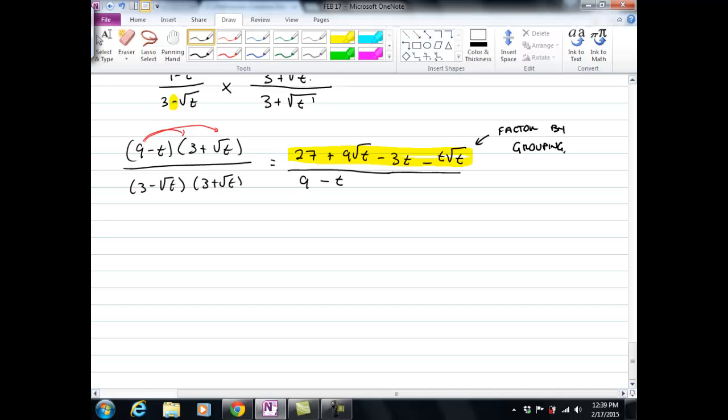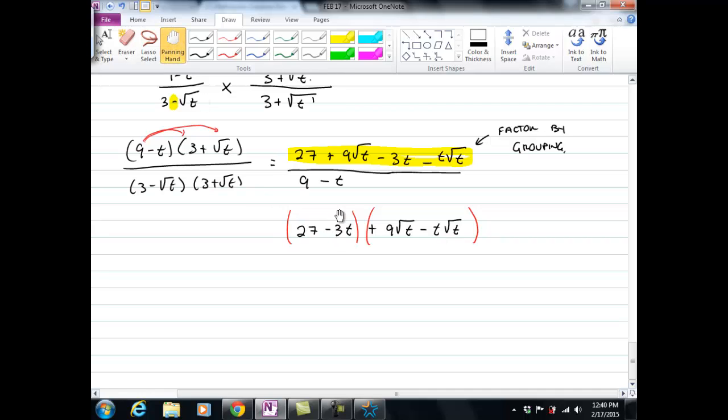I'm going to show you how this is done. In order to factor by grouping, I'm going to write everything side by side, all the root t's on one side and all the t's on the other. So this is going to be 27 minus 3t plus 9 root t minus t root t. I'm only going to focus on the top part. I put all the roots together, and when I do that, I group them. Now I'm going to put a bracket around the first 2 terms and a bracket around the next 2 terms. This is actually grade 10 stuff.